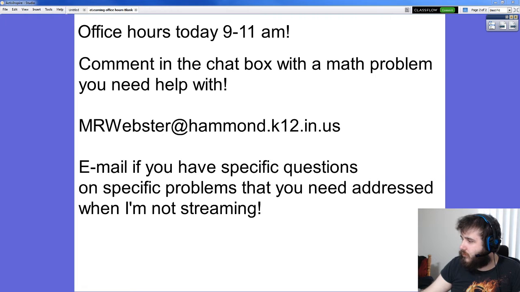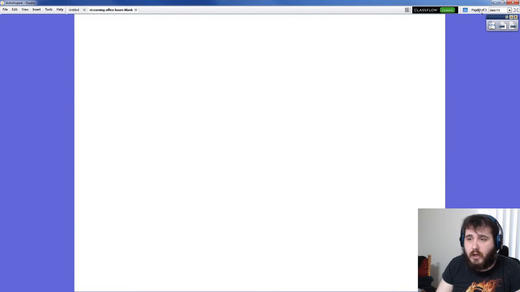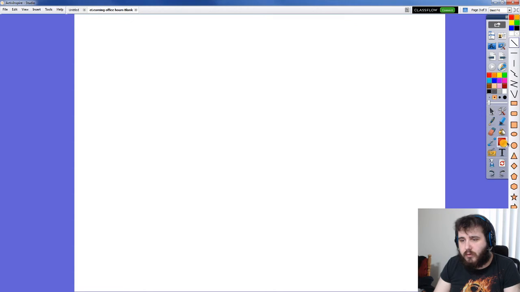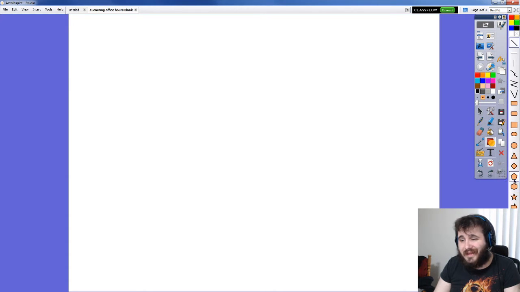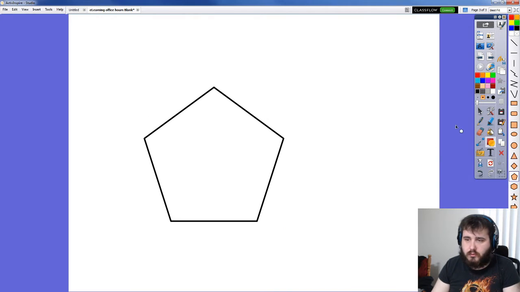Let's do that thing over there. Let's get my calculator up and running, because you're going to need a calculator for this one. There's no way to not have a calculator for this one. So as you're going through, there are going to be certain shapes where you can easily figure out the area and certain shapes where you have to use trigonometry.